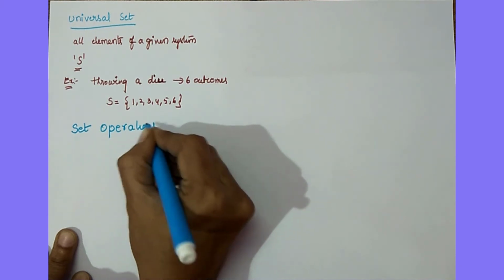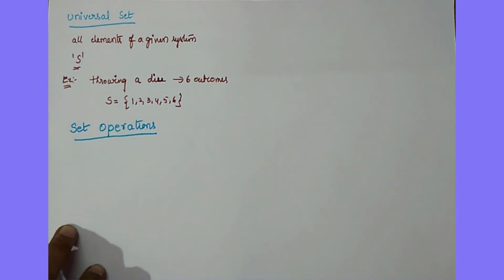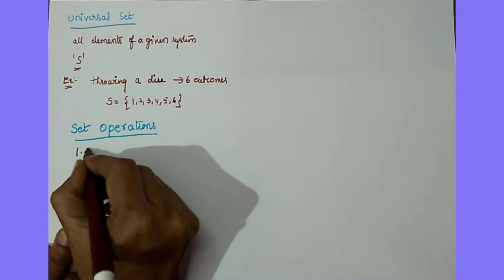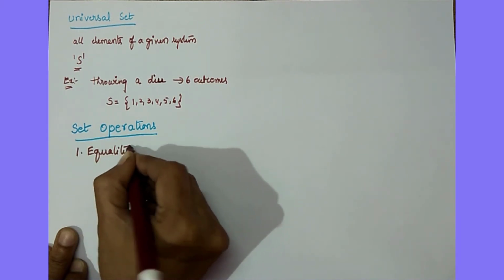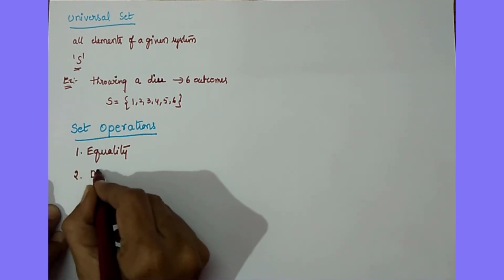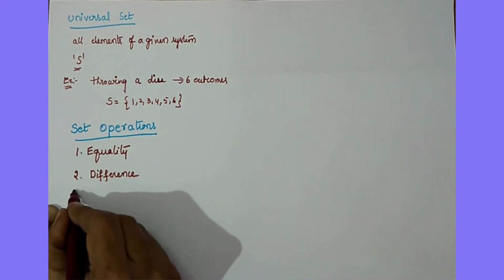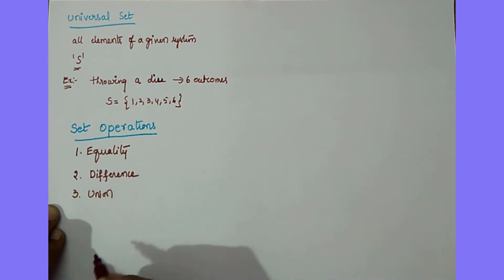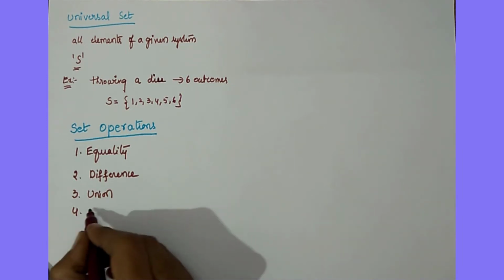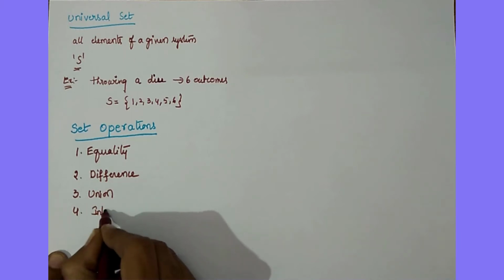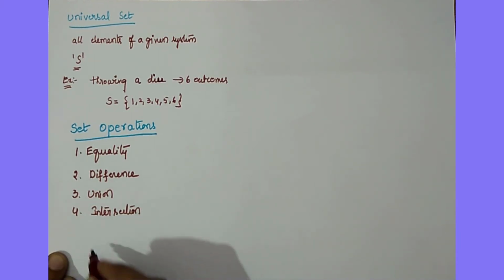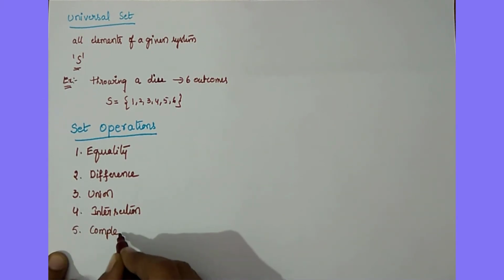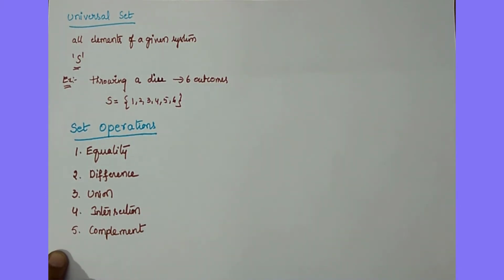Okay. Now the next concept is set operations. What are various operations that can be performed on sets? What are those operations? Equality. Second operation, difference. Third operation, union. Fourth operation, intersection. And fifth one, complement. These are various set operations: equality, difference, union, intersection, and complement.